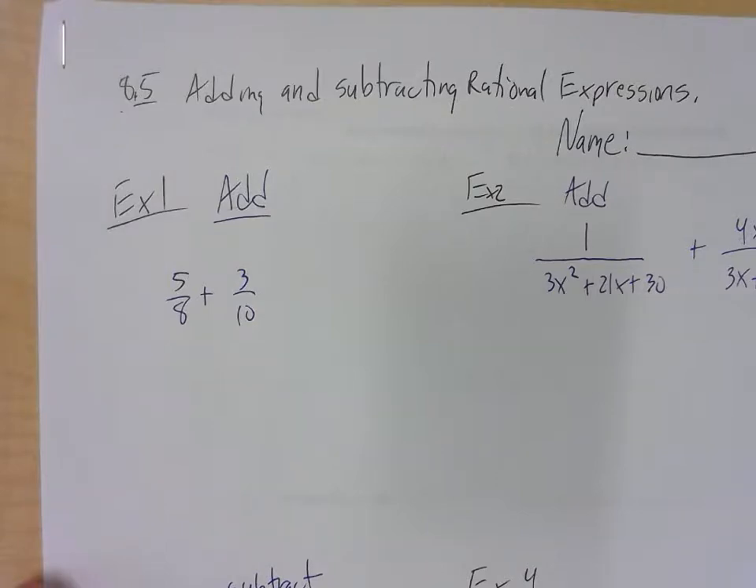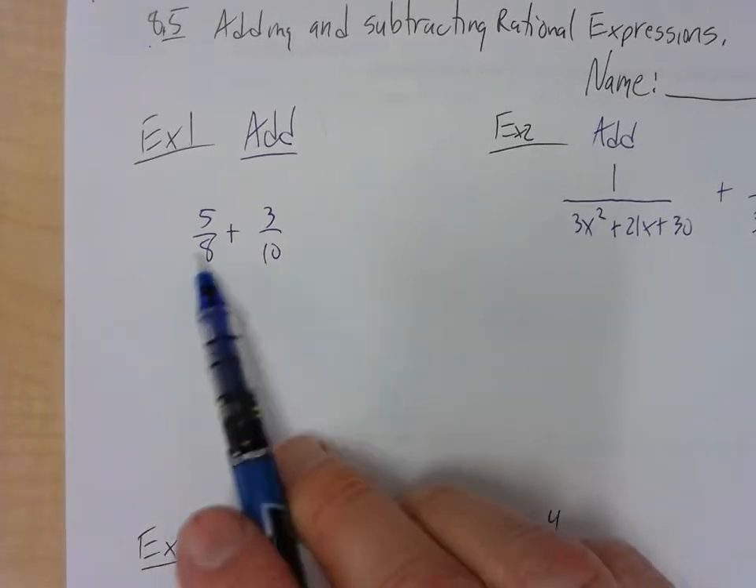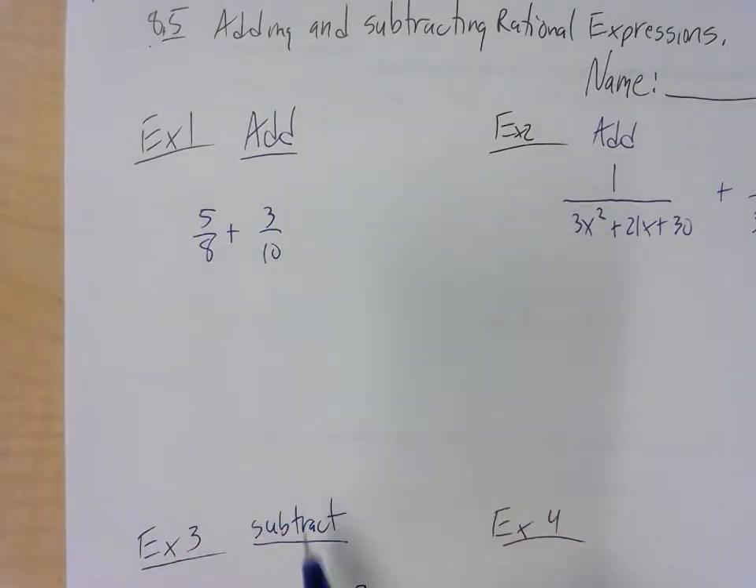Alright, section 8.5 is about adding and subtracting rational expressions, basically adding and subtracting fractions, algebra fractions. So we're going to start off with an example where we just add two fractions together. When you add two fractions together, you must have a common denominator.